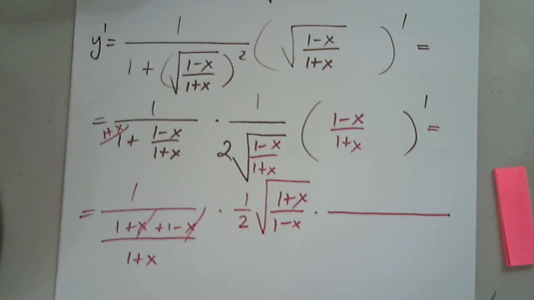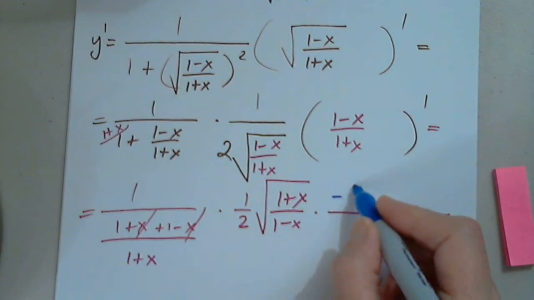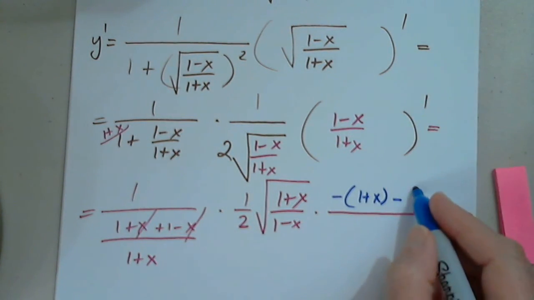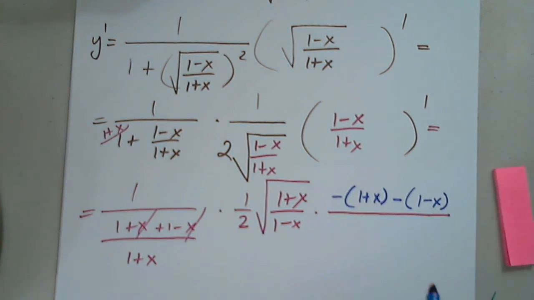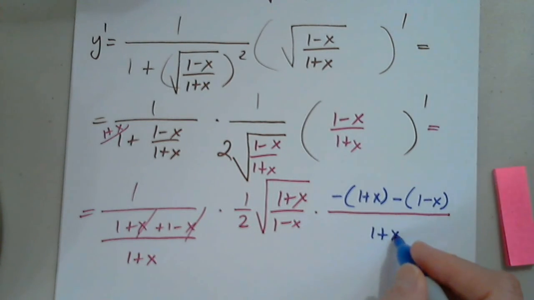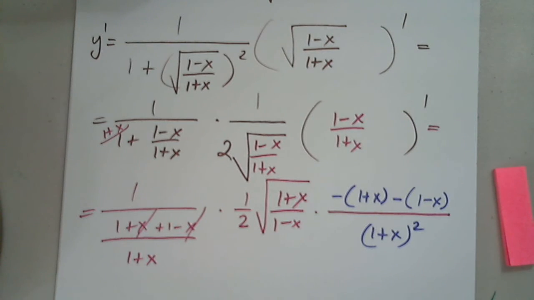Good. How do I use the quotient rule on 1 minus x over 1 plus x? How do I start? Say minus 1. Yes, negative 1 times the denominator. Very good. Minus the numerator, but it has to be in parentheses so I don't forget. Very good. Times the denominator prime, which is 1. Good. Great job.